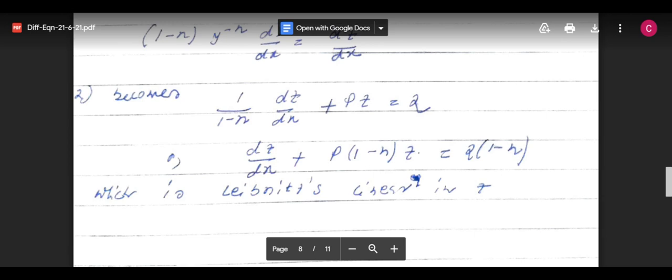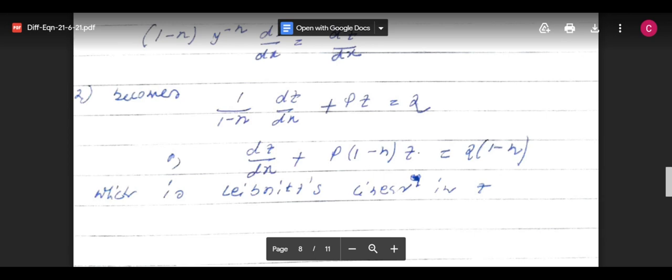Just differentiate with respect to x. So what will we get? We have y to the power 1 minus n, so if you differentiate, we get 1 minus n into y to the power 1 minus n minus 1 into dy/dx. Here the power is 1 minus n, and we are using that formula, d/dx of x to the power n.